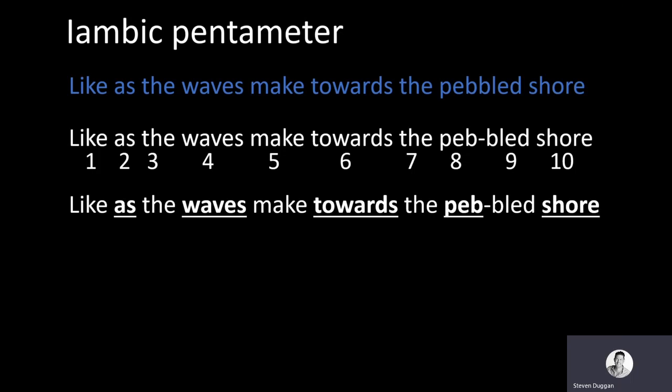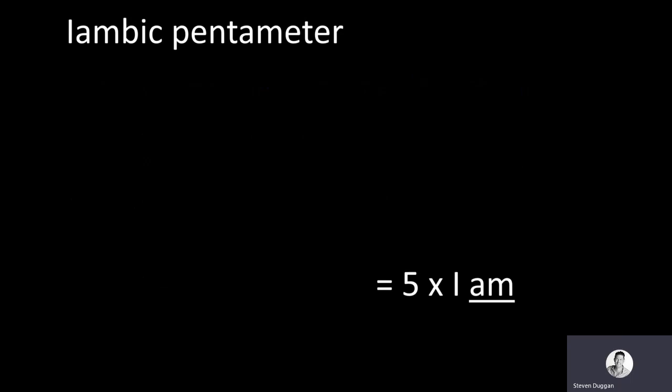The voice naturally, because of the long vowels here, tends to stress the second in each pair of syllables: like as the waves make towards the pebble shore. Essentially what you have is an iamb, short vowel, long vowel, unstressed and stressed. And penta in Greek just means 5. So really all iambic pentameter means is that in each line you have 5 iambs.